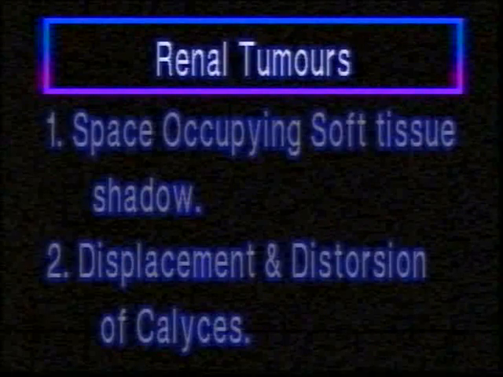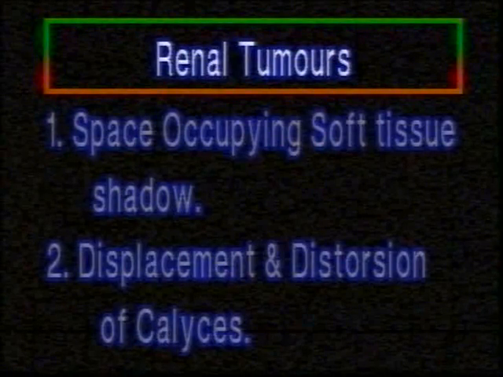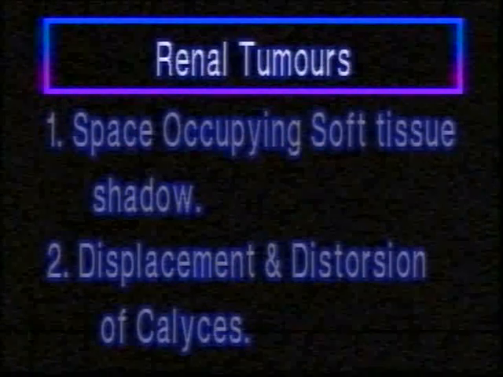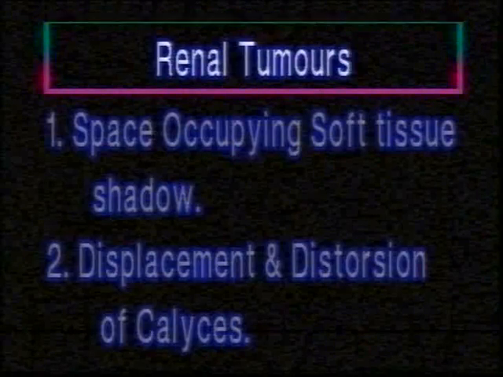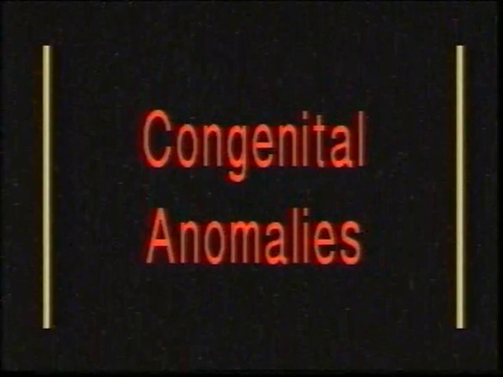So the radiological features of a renal tumor are a space occupying soft tissue shadow at the upper or lower pole and displacement and distortion of the calyces. Now we will see some congenital anomalies of the kidneys.